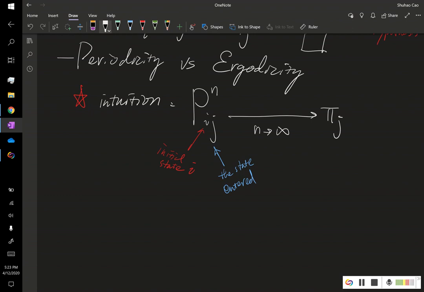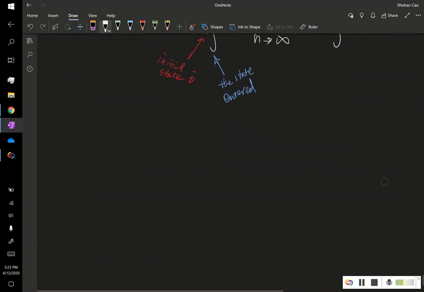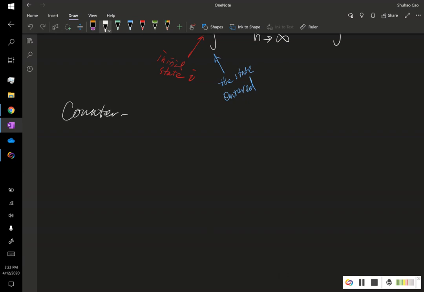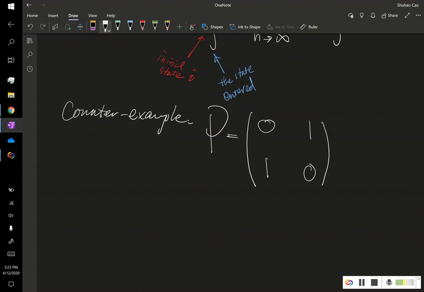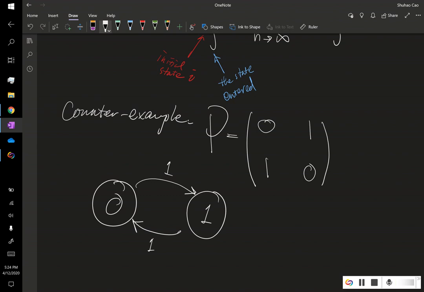And we'll see that this may not be true if we have the following Markov chain. So, a counterexample. We consider the following anti-symmetric matrix: 0, 1, and 1, 0. Let me draw the diagram of the states. We have 1, we have 0. When we are at state 0, we have probability 1 to enter state 1. And when we are at state 1, we have probability 1 to return to 0.